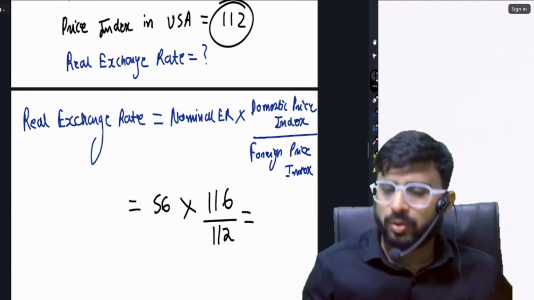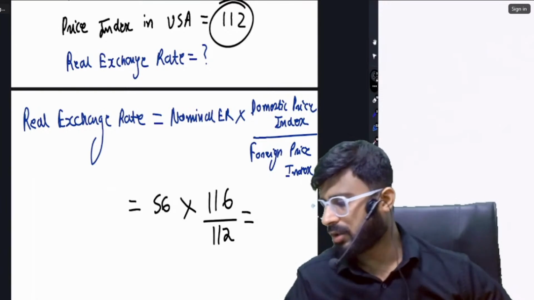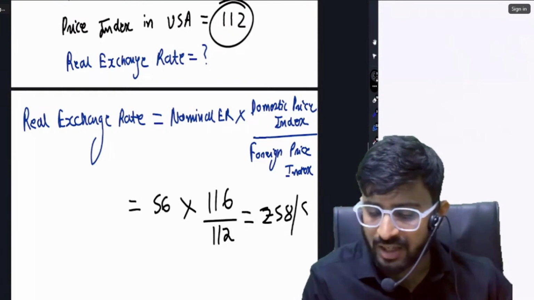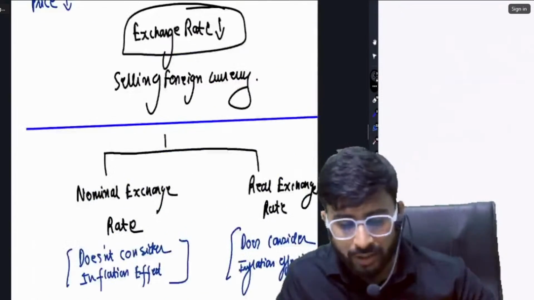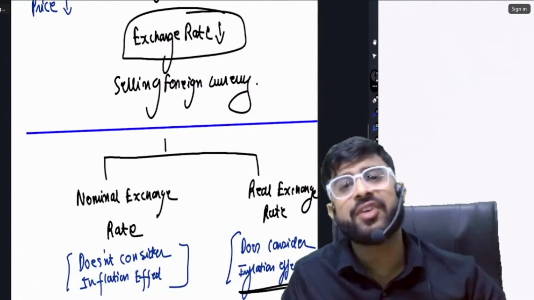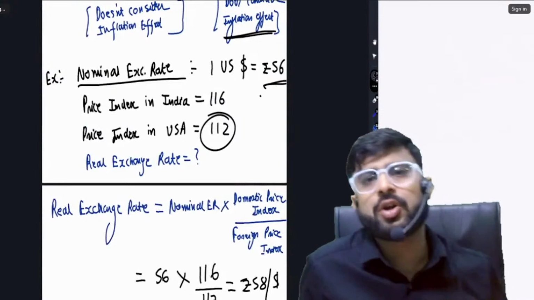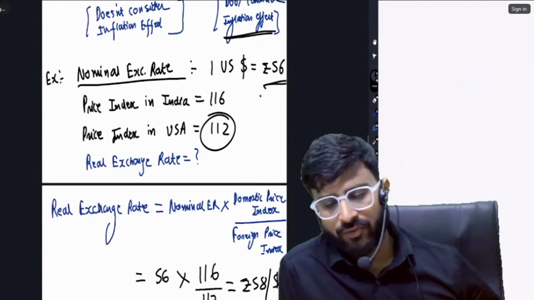Understood? So, please tell me the computation. One of our friends is saying, sir, 58 per dollar. So this is the real exchange rate. I told you, this considers the inflation effect as well. This 56 one did not consider the inflation effect.